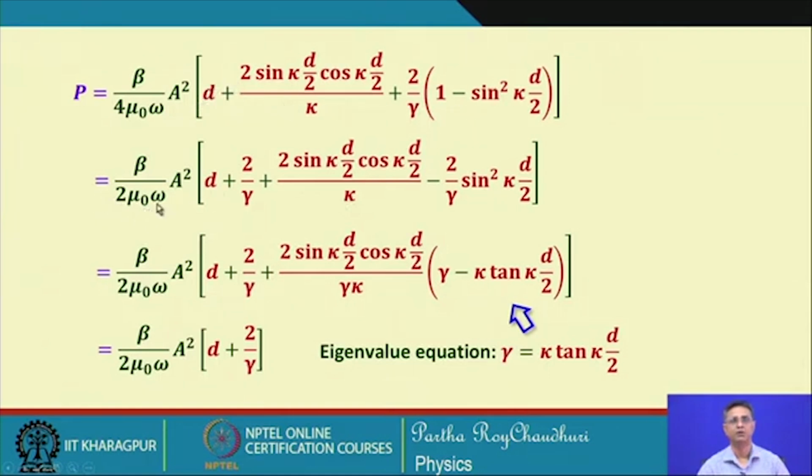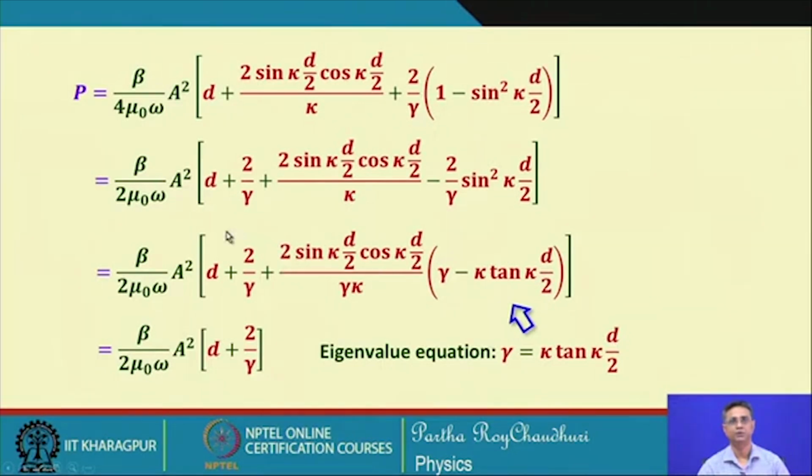So, beta by twice mu naught omega a square, d plus twice by gamma, this is the form. Now, if you take twice kappa d, twice sine kappa d by 2, cosine kappa d by 2 and gamma kappa outside, then we can write gamma minus kappa tan kappa d by 2, and this expression is well known because it is the eigenvalue equation for the symmetric TE mode, gamma equal to kappa tan kappa d by 2. So, this quantity becomes 0.